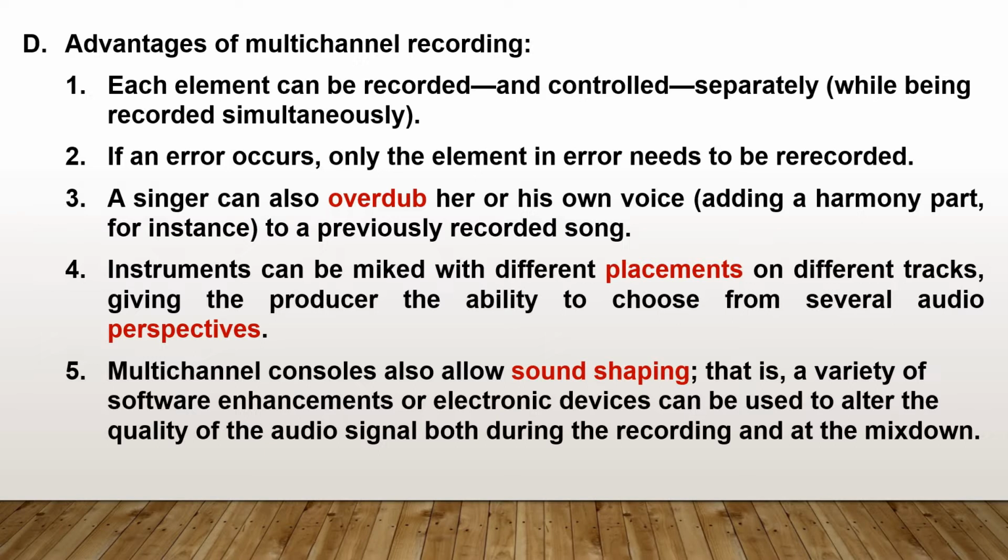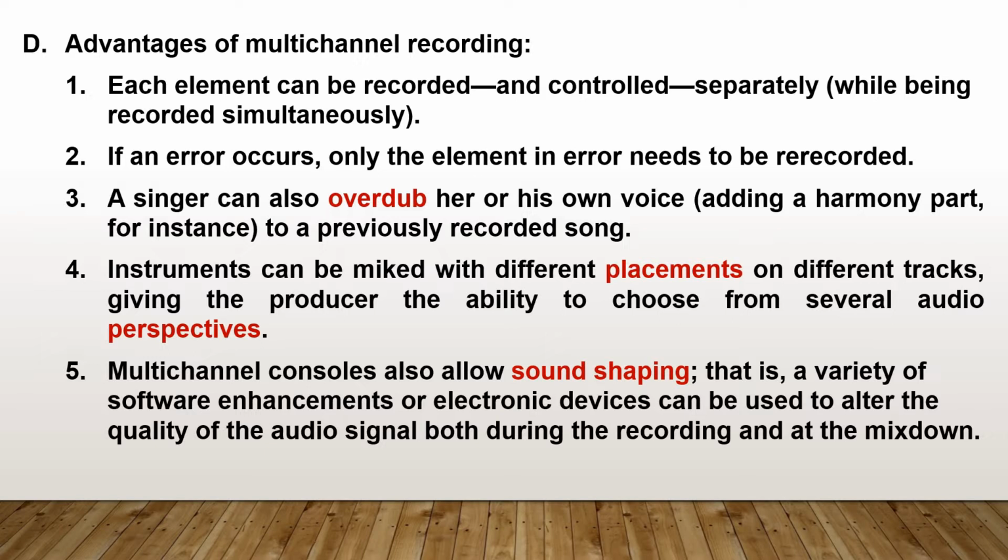Instruments can be mic'd with different placements on different tracks, giving the producer the ability to choose from several audio perspectives. So not only could you have a certain instrument on each track, but you could have a certain instrument on multiple tracks to be able to hear the drums from one angle and then another angle and so on and so on. Multi-channel consoles also allow sound shaping.